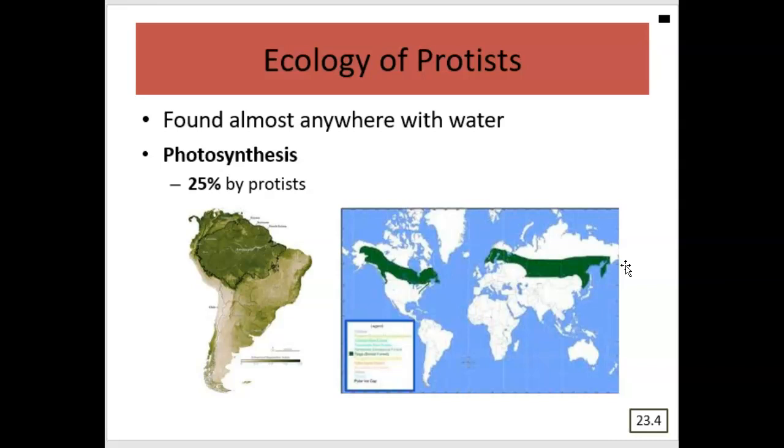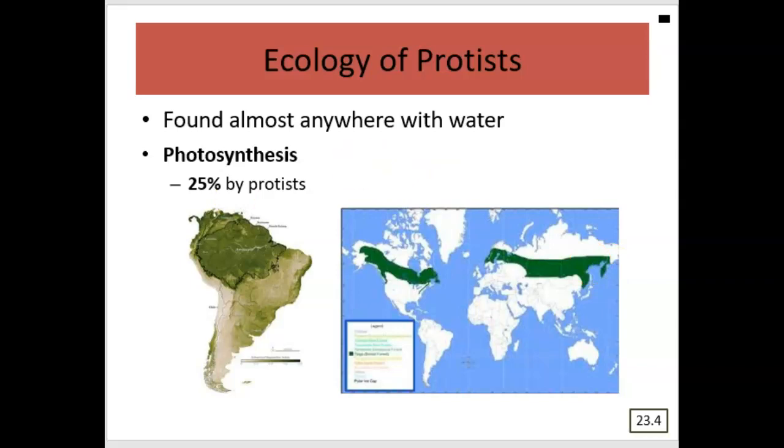So 1/4 of all photosynthesis is done by protists. About half of all photosynthesis is done by plants. Who does the other 1/4 then? We got 25% protists, 50% plants, means we got 25% left. Cyanobacteria, photosynthetic prokaryotes.